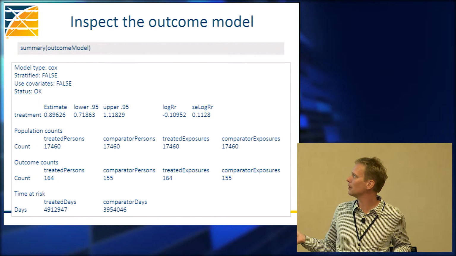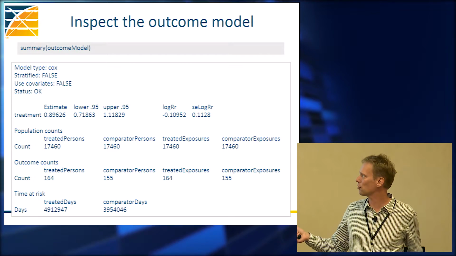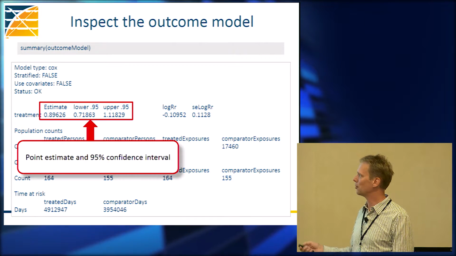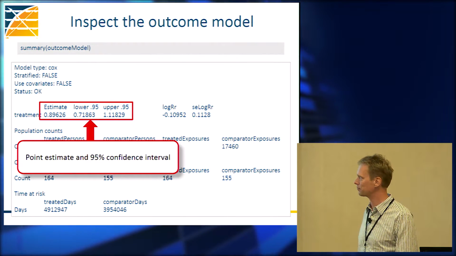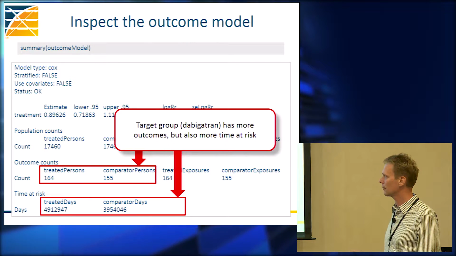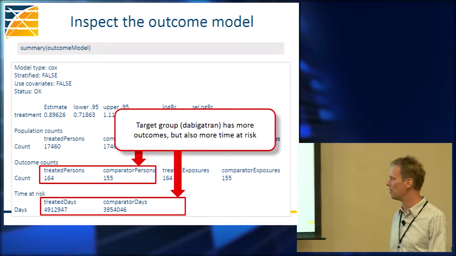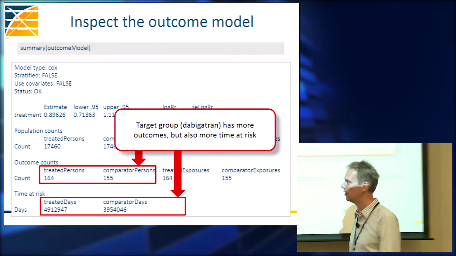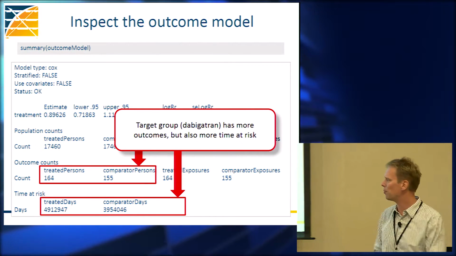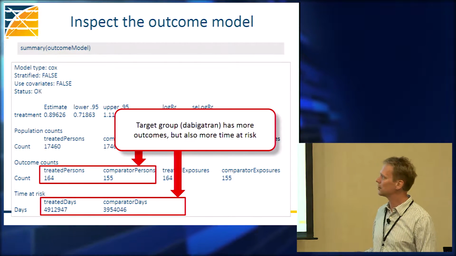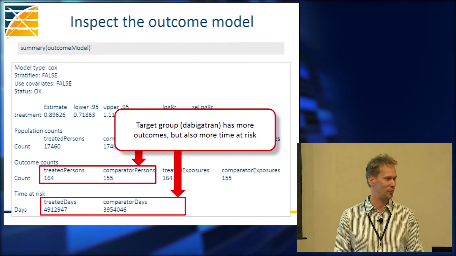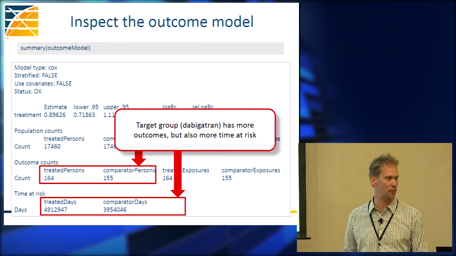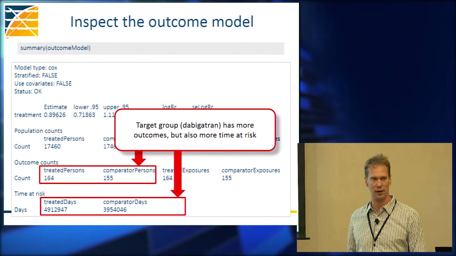All right. Inspecting the outcome model that came out of it. Again, just calling the summary on this outcome model object will tell you that we fitted a Cox model without stratification. And it will tell you what the estimate is and the 95% confidence interval. It will also tell you some more information, like how many people in the two different groups had the outcome. And we see that there are 164 in the Bickerton group and 155 in the comparator group, which is a little bit odd if you think about the hazard ratio being smaller than 1, but it's actually not, because the number of days in the two groups is different as well. So people were longer in the Bickerton group than they were in the Warfarin group.